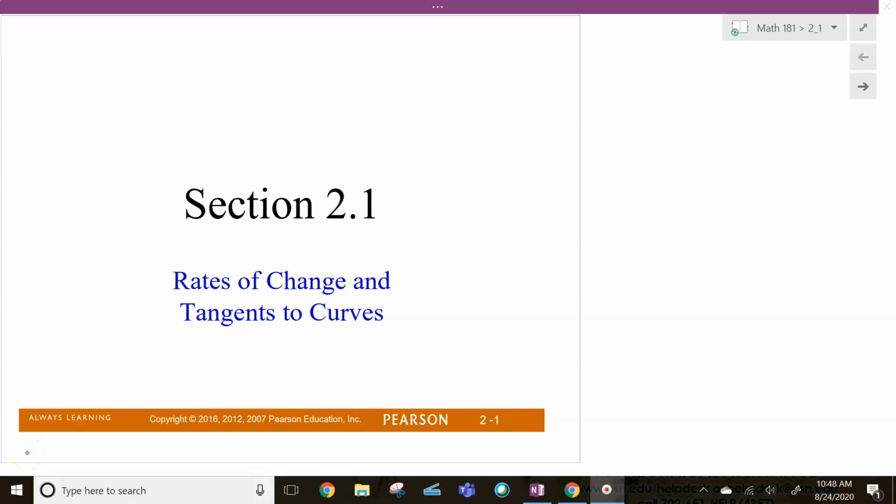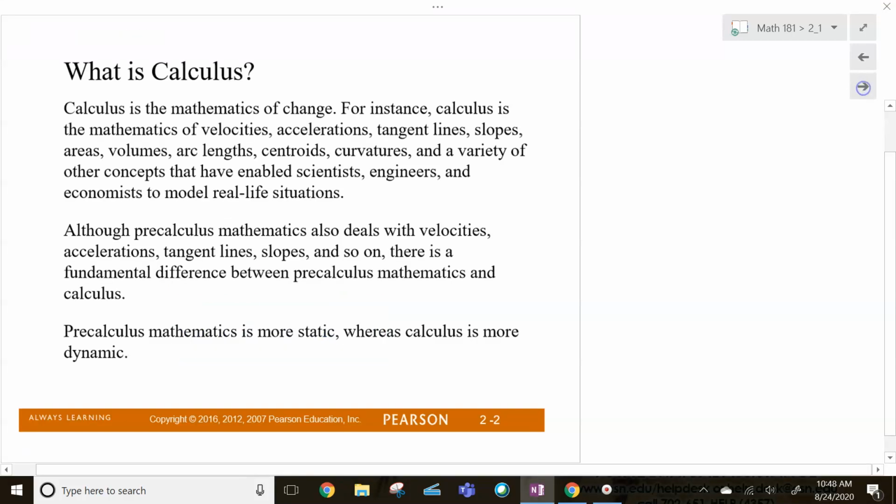Hey, welcome to your favorite calculus class. We're going to look at rates of change and tangents to curves as we introduce calculus. So what is calculus? It's the mathematics of change.